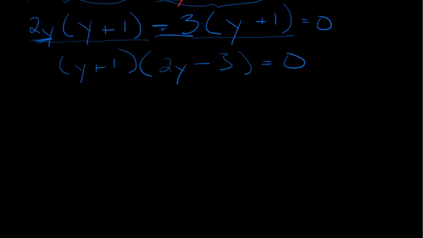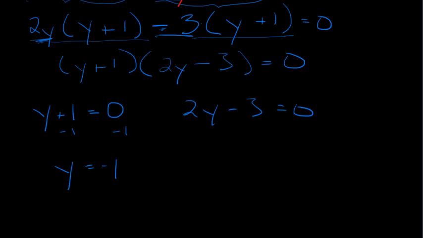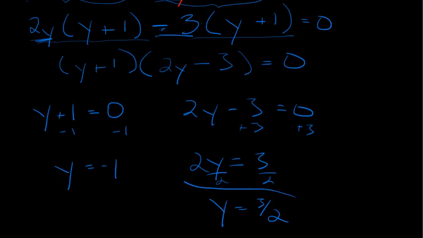So now I can use the zero product property, which tells me if you multiply two things together and they multiply to 0, one of them must be 0. So now I can say either y plus 1 equals 0 or 2y minus 3 equals 0. And I'm going to solve them both. I'm going to subtract 1 from both sides, and I get y equals negative 1. And over here, I'm going to add 3 to both sides, and I get 2y equals 3. Divide both sides by 2, and y equals 3 halves. And these are my answers.